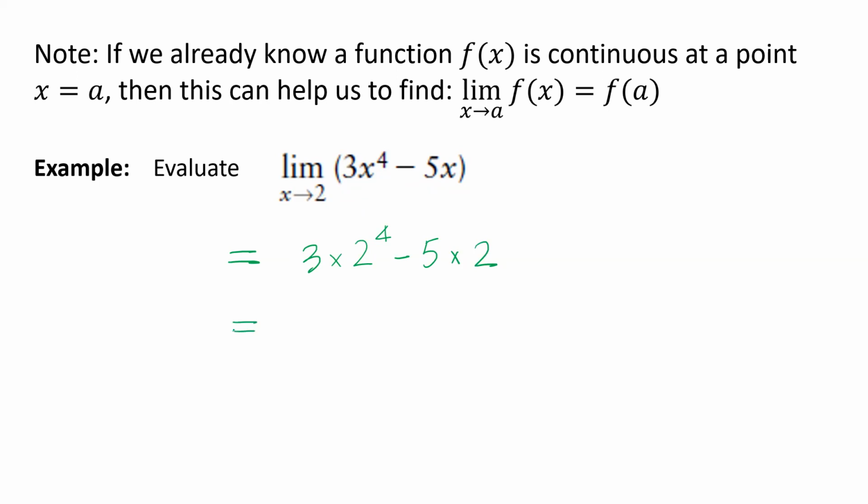Understand? So this gives us 3 times 2 raised to the power of 4, which is 48, minus 10, and 48 minus 10 gives us 38, right? Do you understand? Any questions? No? Okay, then let's see another example.